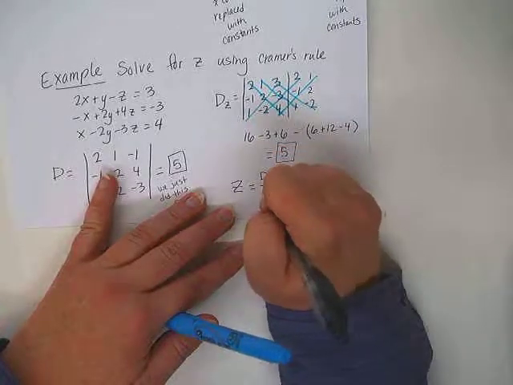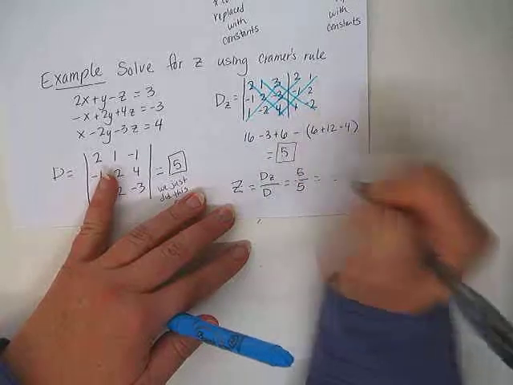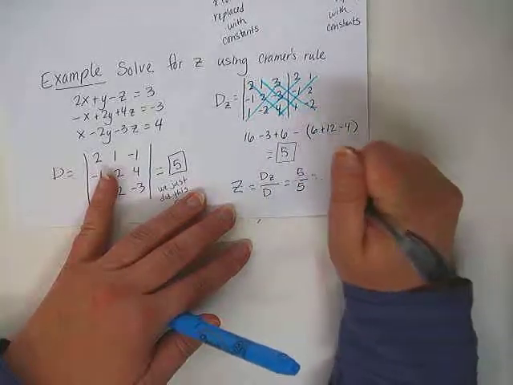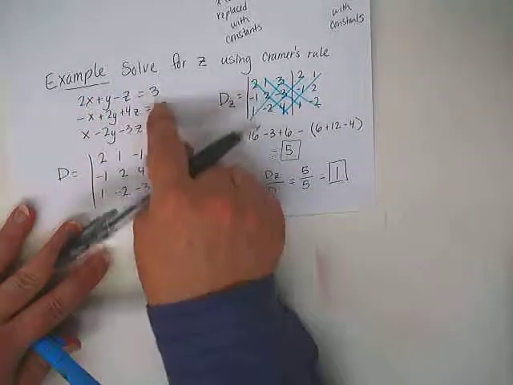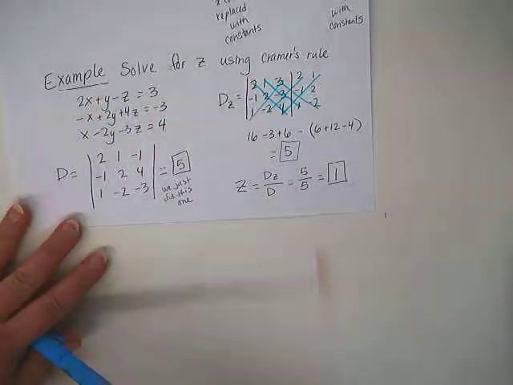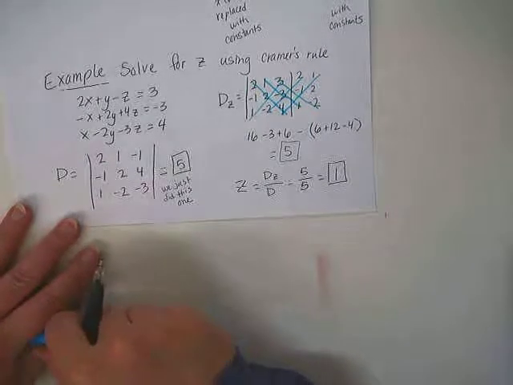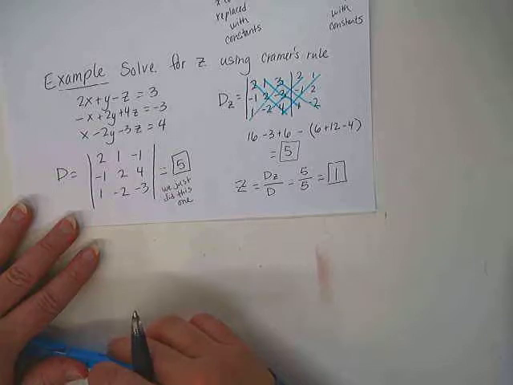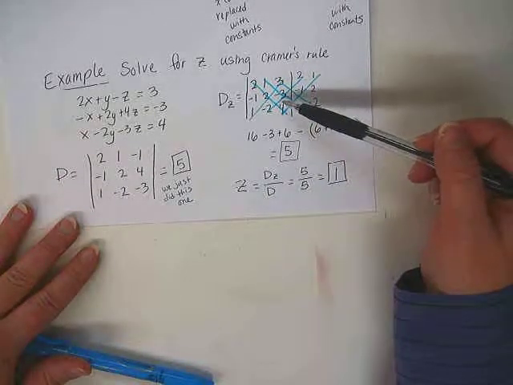Well, that's interesting. I got the same result for both determinants. You're not done till you divide them. So the answer for z is dz divided by d, so in this case 5 divided by 5, which is 1. So z, the solution for z on this system of equations is 1, and we could do the same thing to find x and y.